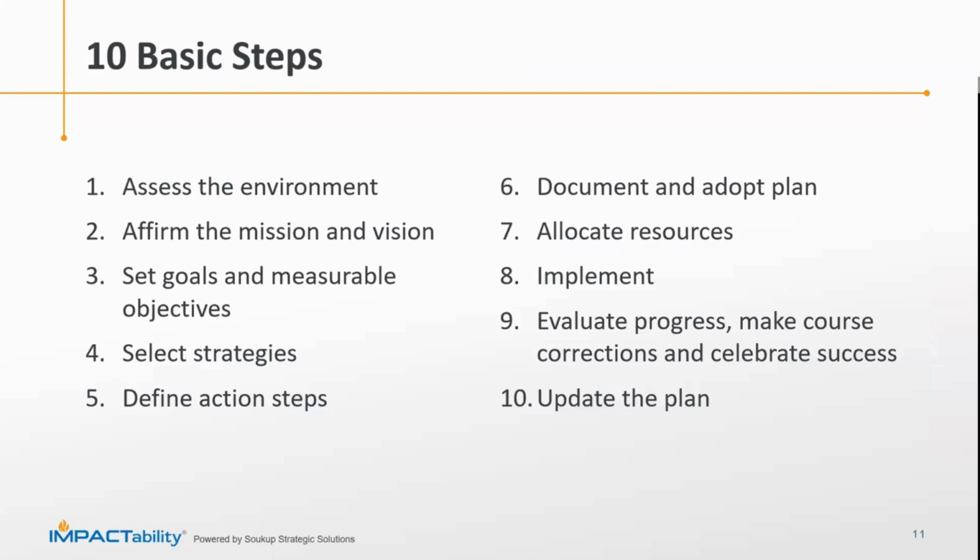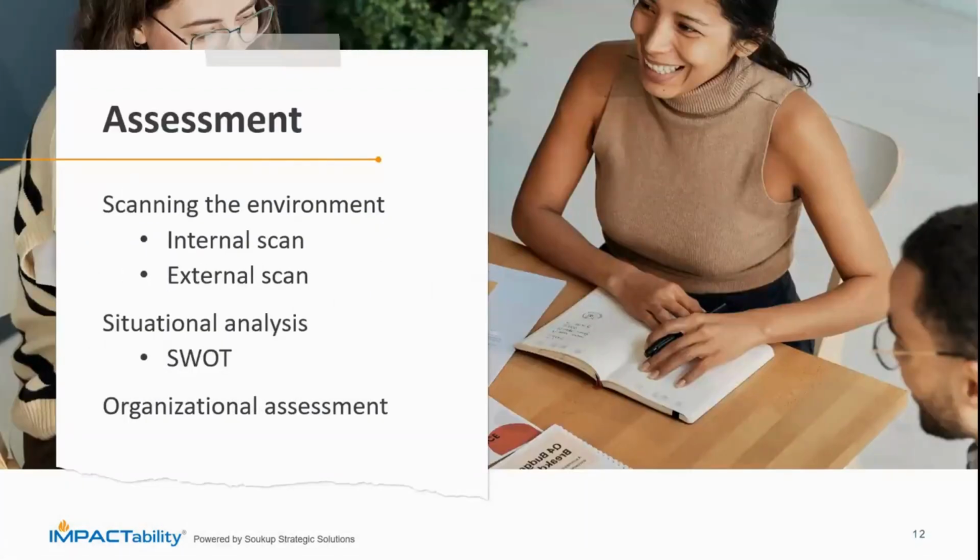So we look at strategic planning as 10 basic steps, and I'm going to walk you through each of them. So the first is assessment. So we do an organizational assessment when we do strategic planning. And so you can do organizational assessments or assess the environment in a number of different ways, but we always look at both the internal environment and the external environment. So, one way you can do that is through a situational analysis called a SWOT, which stands for strengths, weaknesses, opportunities, and threats. If you're going to do a full organizational assessment, it takes time and there's a lot of data to look at.